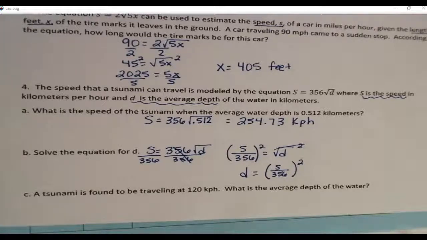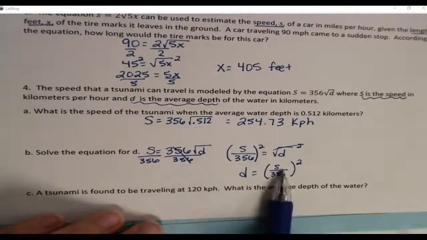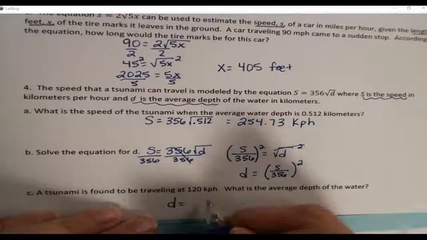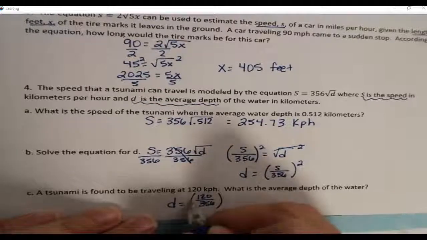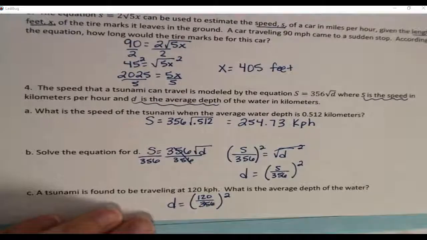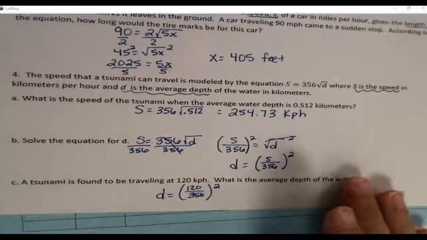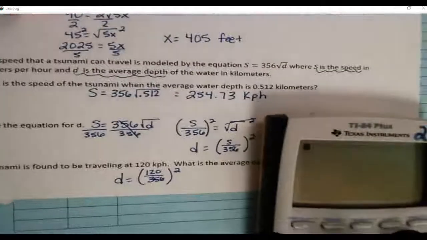So the point of doing that is, if we look at part C, now it says a tsunami is traveling at 120 kilometers per hour. What's the average depth? Well, since we already solved for D, we could just plug in that 120 into this equation that we just found. And then we can just type that right on in our calculators.